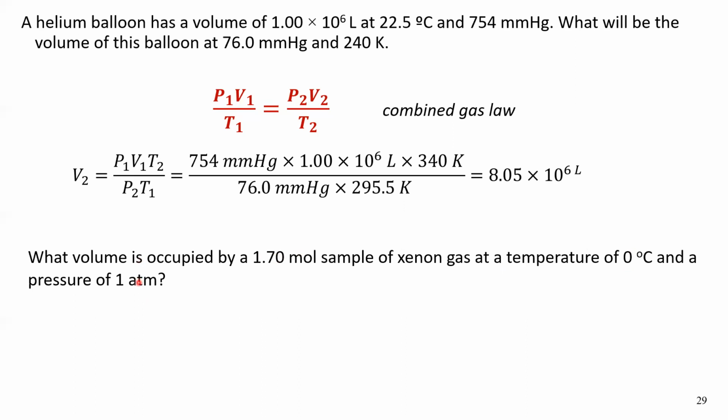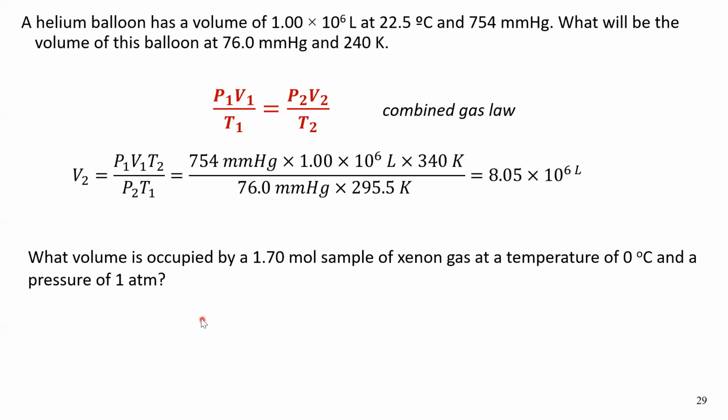Or what we could do is recognize that 0 Celsius is the same as 273 Kelvin. That's our standard temperature, not our absolute zero, it's our standard temperature. And 1 atm is our standard pressure. So this is at STP.